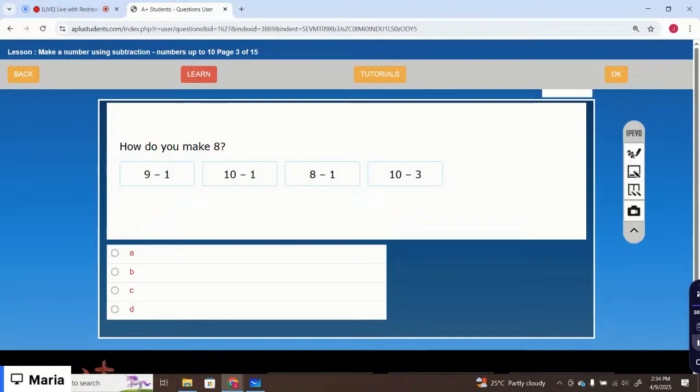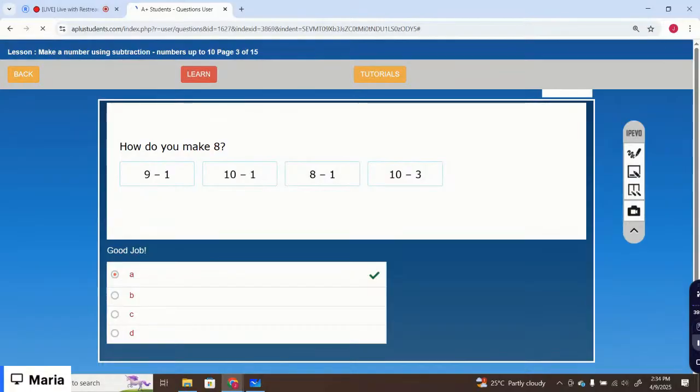How do you make 8, which is the correct option? That is option A. 9 take away 1 is 8.